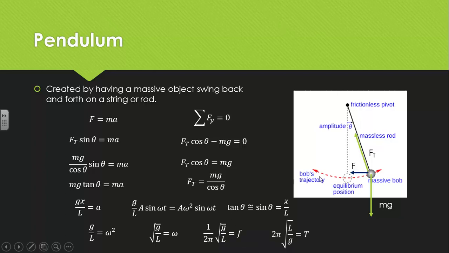The other thing to point out is that the mass of this end does not influence the period of the pendulum at all. It could be a 50 gram mass, a 50 kilogram mass, a 50 ton mass. As long as they all have the same length and are on Earth, all of them are going to act exactly the same.